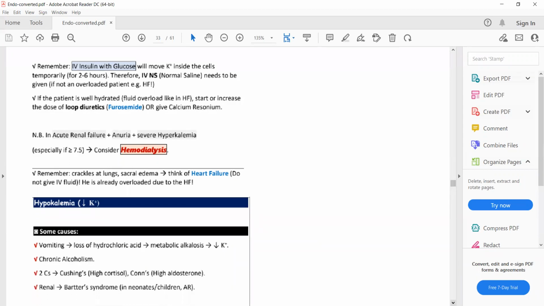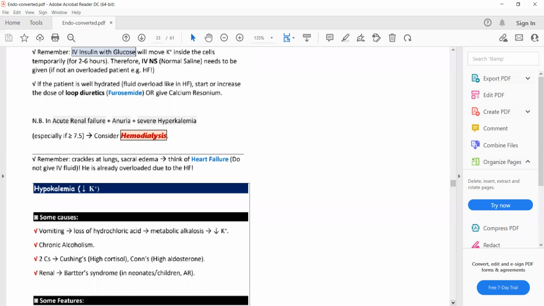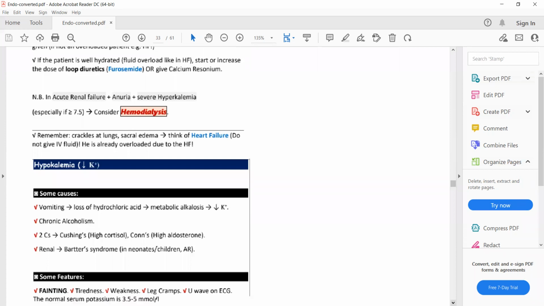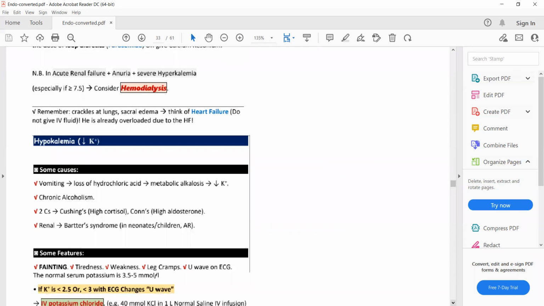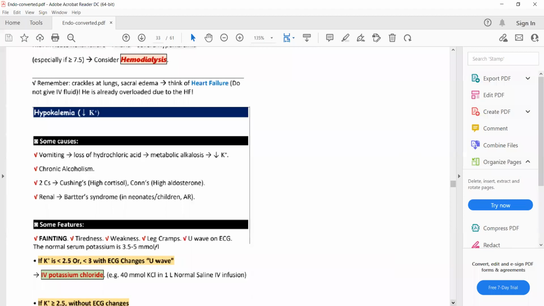Remember, crackles at lungs or crepitation at lungs and sacral edema, you will always think of heart failure. In such a condition, we will not give IV fluid. We'll only give diuretics at high doses.